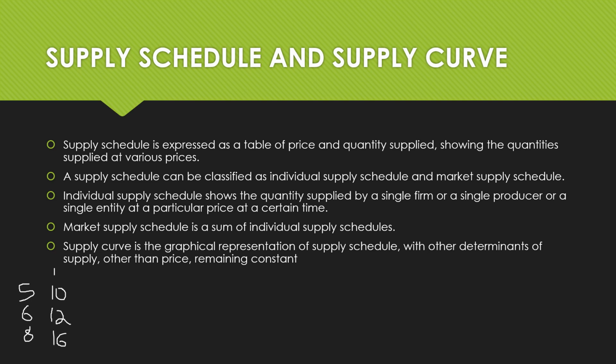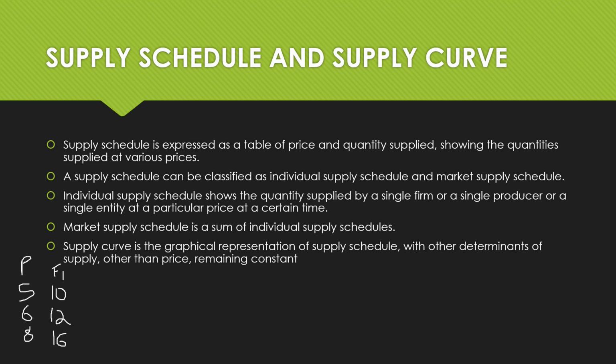This is one firm. Let's say the name of my firm is F1. The F1 firm is selling 10 chocolates at 5 rupees, 12 chocolates at 6 rupees, 16 chocolates at 8 rupees. This is called a supply schedule.